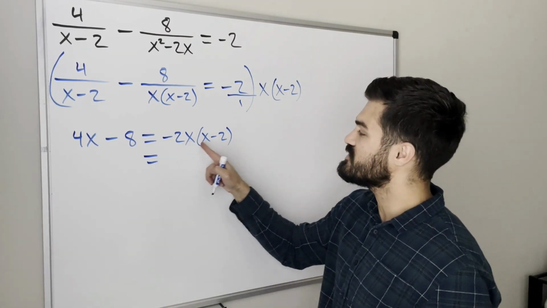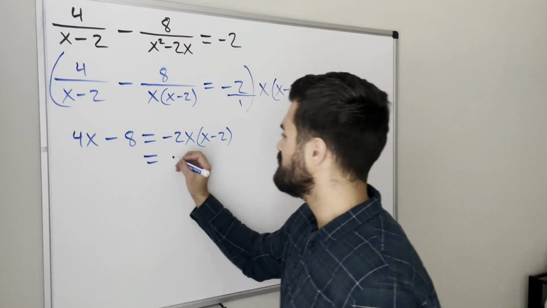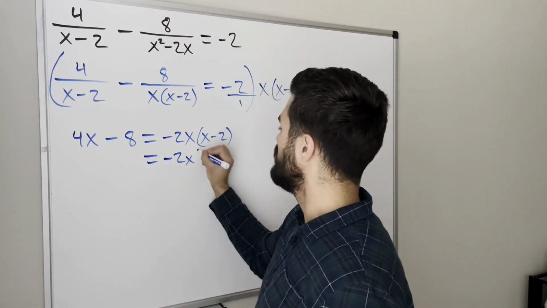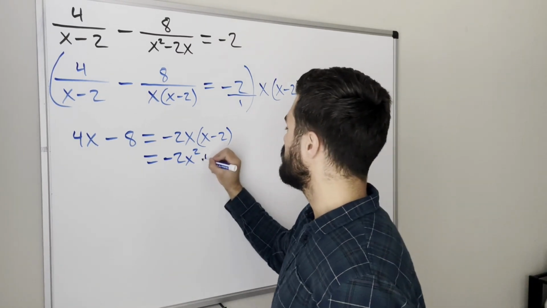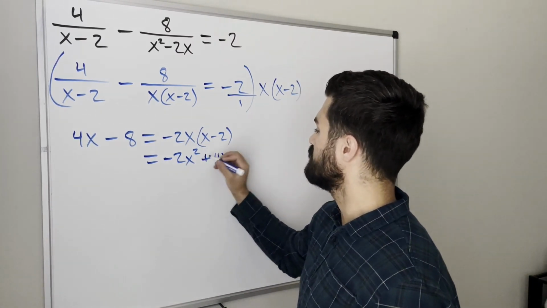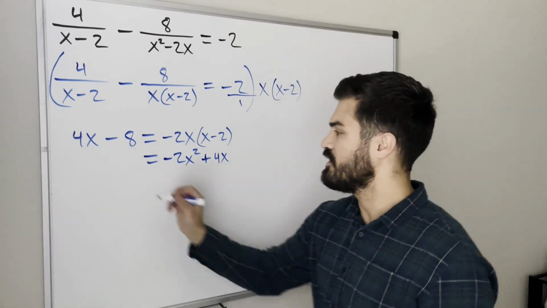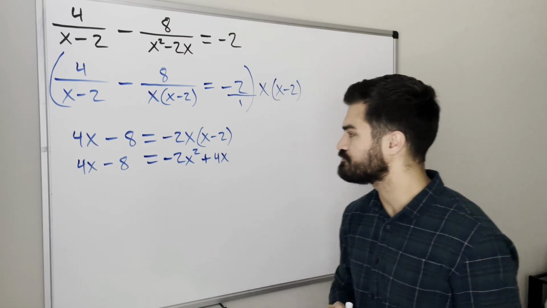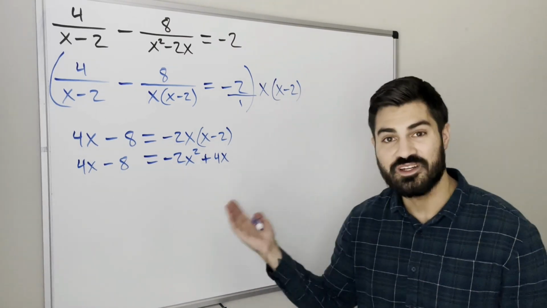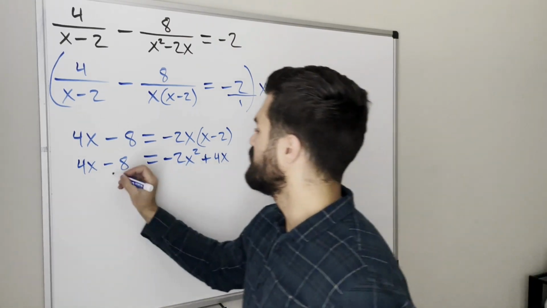So negative 2x times x, let's distribute this in. That's going to give us negative 2x squared. Negative 2x times negative 2, that's going to give us plus 4x, okay? That's a plus. On the left-hand side, we'll just leave it alone for now, 4x minus 8. So now this is what we have. It indeed is a quadratic. So I'm going to continue.